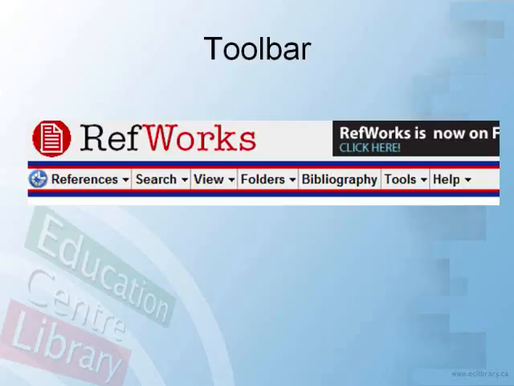Under View, you can see all your folders. A nice feature here is also that you can search for duplicates. I find this really handy when I'm doing a search on a subject and I'm searching multiple databases for the same thing, because then I can just put it all into RefWorks and ask RefWorks to search for duplicates. Under Folders is where you create a new folder, so when you put the references in, you can create as many folders as you want. And you can also share folders.